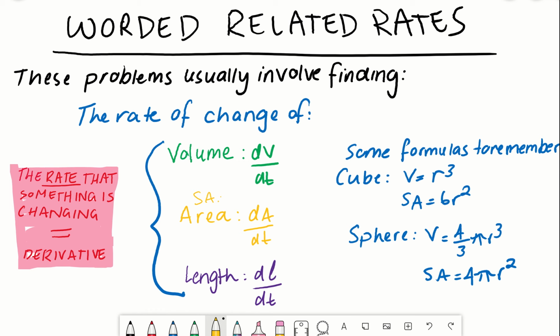So if we want the rate that volume would be changing, we would do the derivative of the volume. So the derivative of the volume with respect to time. Okay, so these are all with respect to time. So if we want the rate that the area or the surface area is changing, we would do the derivative of that equation with respect to time, and same thing with length.